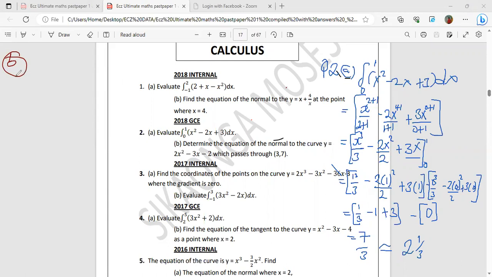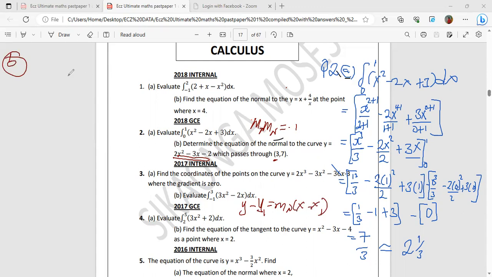So now this one is very simple. Why? Because we have the coordinates. All we need to do is to differentiate this equation. And then after we differentiate, we get this value, replace in there. Then from there, we remember that the gradient of the tangent, when you multiply with the gradient of the normal, should give you -1. Then after that, we now use the equation of the straight line, y minus y1 equal to m n times x minus x1. Then we are done.